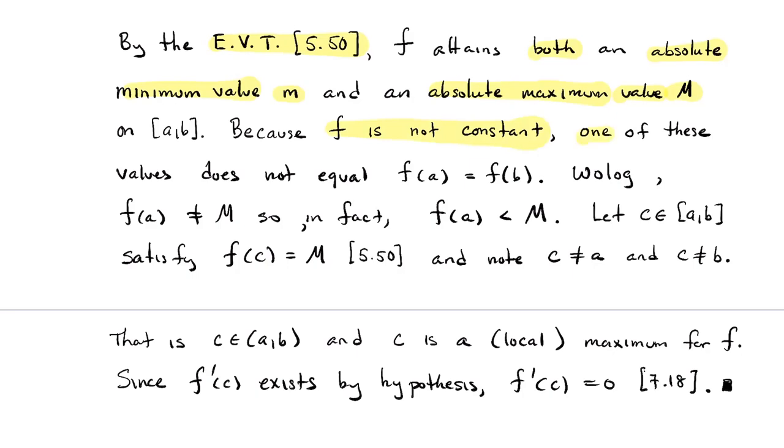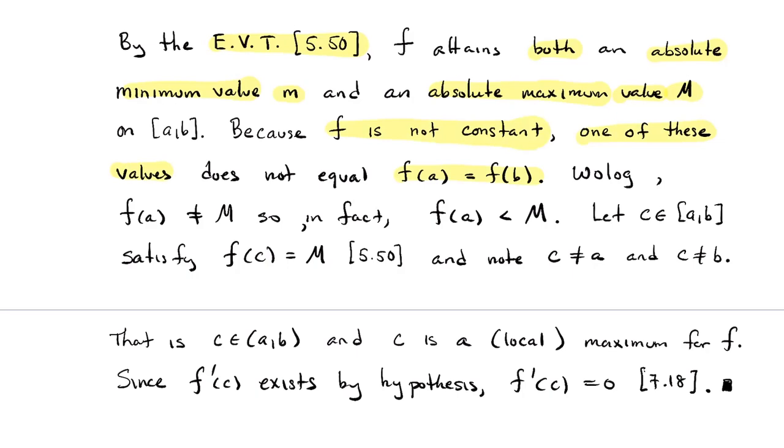At least one of those values, I mean little m or capital M, cannot equal the common value at the endpoints, f of a and f of b. Maybe you should stop the video and think about why that's true. So, dramatic pause. I'm just going to say it right now.